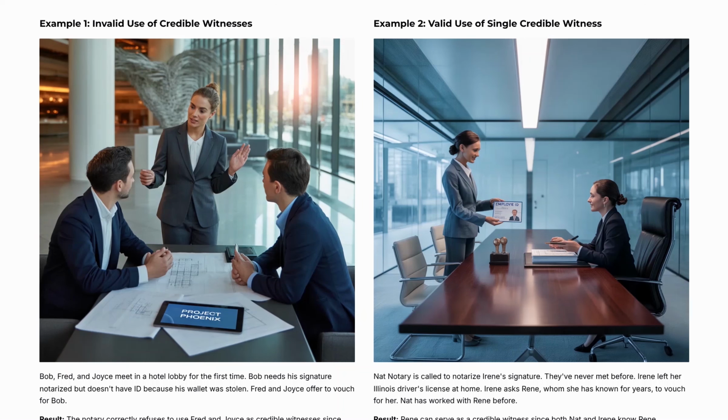Nat Notary is called to notarize Irene's signature on a company document. Nat Notary and Irene have never met before. Irene is away from home and left her identification, her Illinois driver's license, in Chicago. Irene asks Renee to vouch for Irene because Irene and Renee have known each other for years. Nat Notary has also worked with Renee before. Renee can appear as a credible witness for Irene so that Nat Notary can complete the notarization.